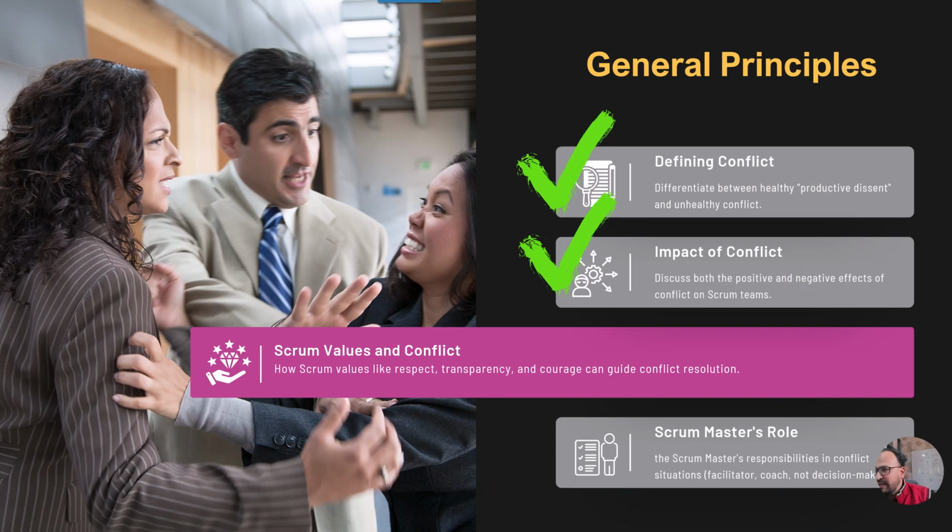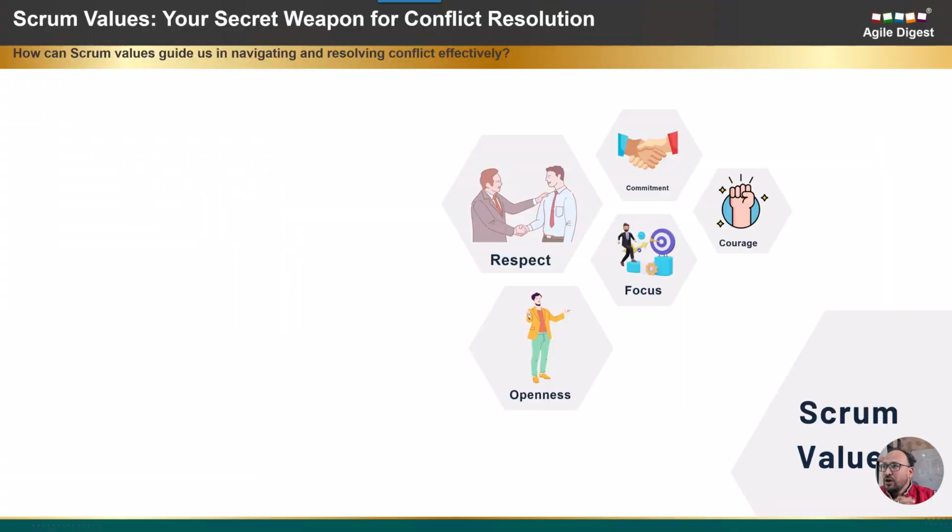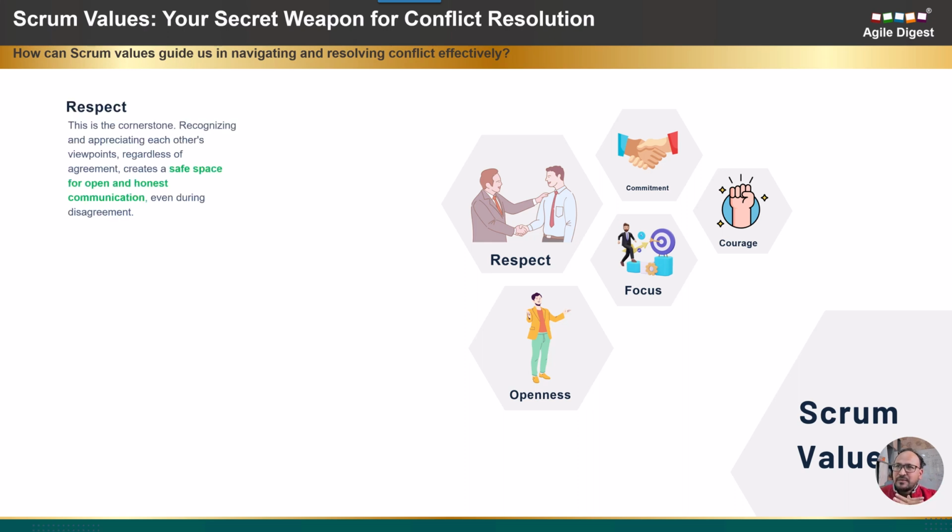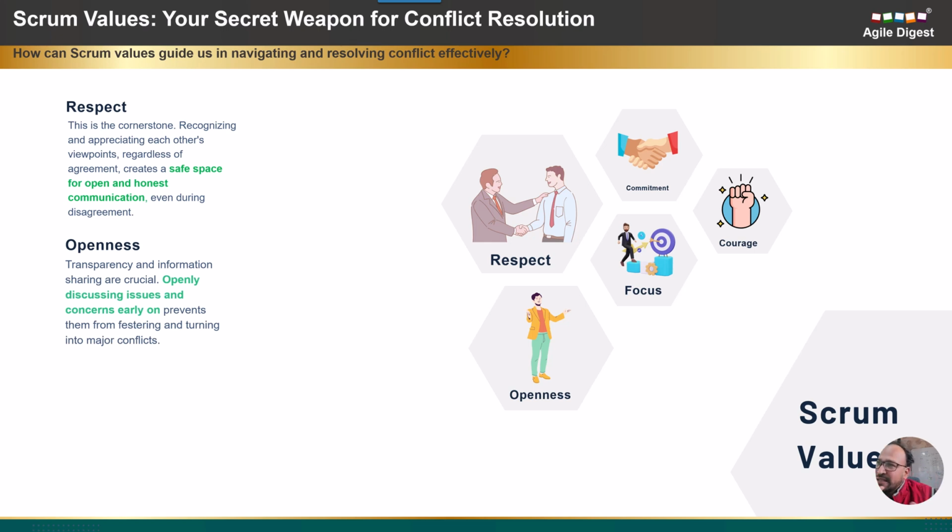right? Respect, transparency, courage. So what are the Scrum values? There are 5 Scrum values we already know: respect, openness, commitment, focus, and courage. So let's talk about respect. So this is the cornerstone. Recognizing and appreciating each other's viewpoint regardless of agreement creates a safe space for open and honest communication, even during disagreement.